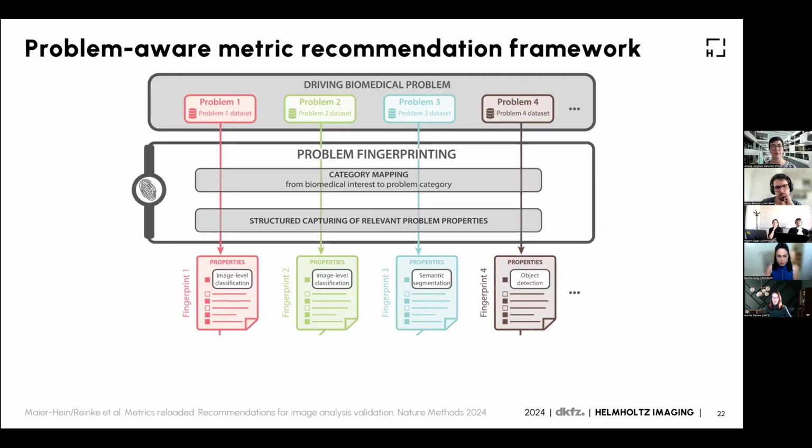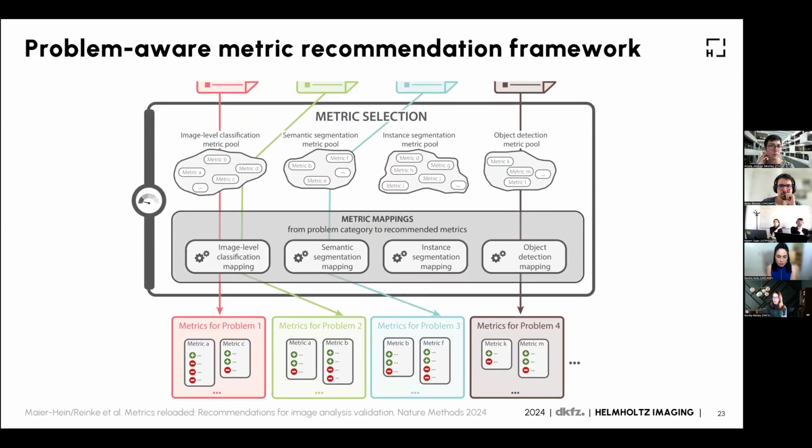And our goal here was to go for problem-aware metric recommendations. So we come from what we call the driving biomedical problem, so the research question that we have. And in a second step, importantly, we're breaking this problem down into different questions. So relevant problem properties, which I will explain a bit more in a second. We call this problem fingerprinting. This gives us a checklist of yes or no items. And based on this, we could then decide which metrics are appropriate.